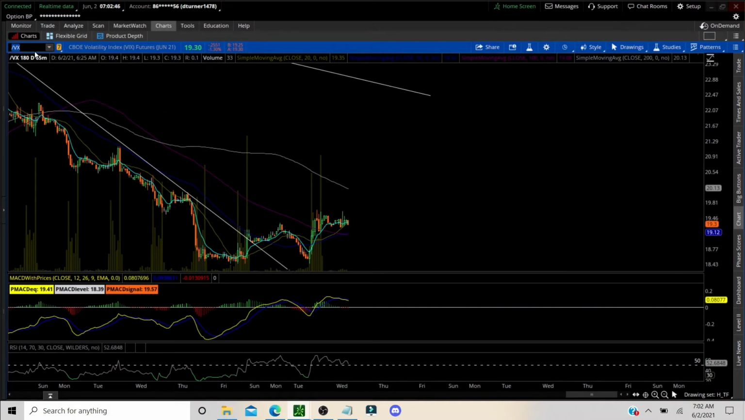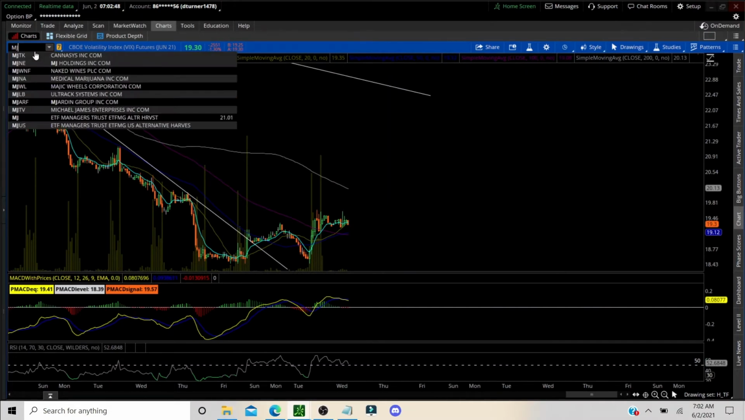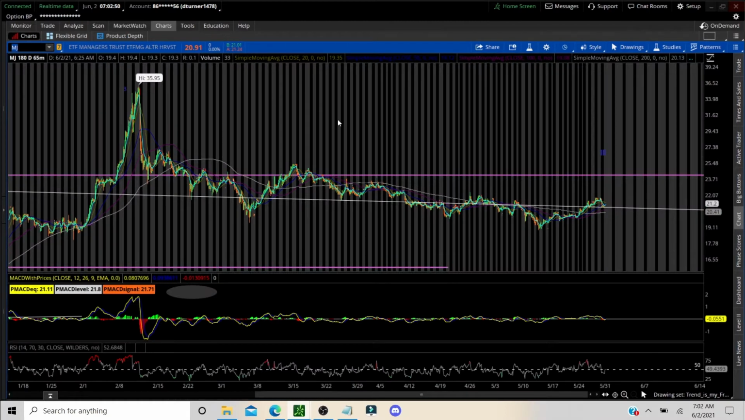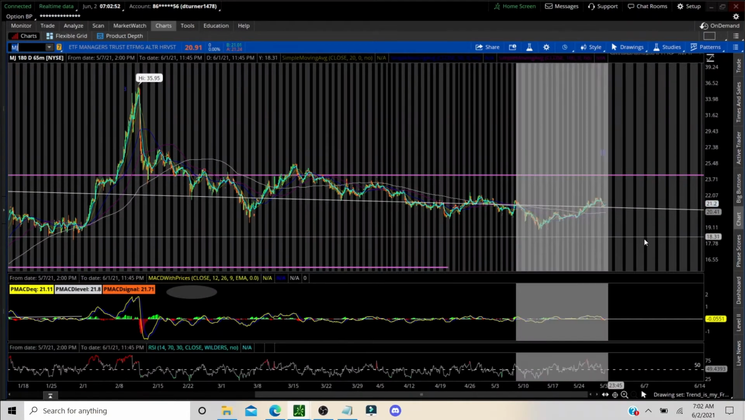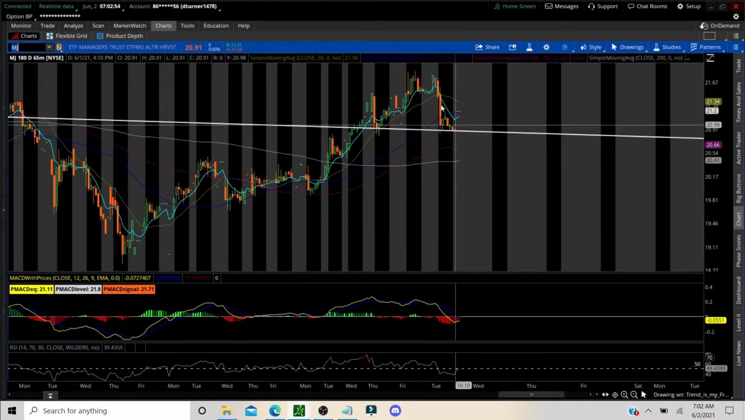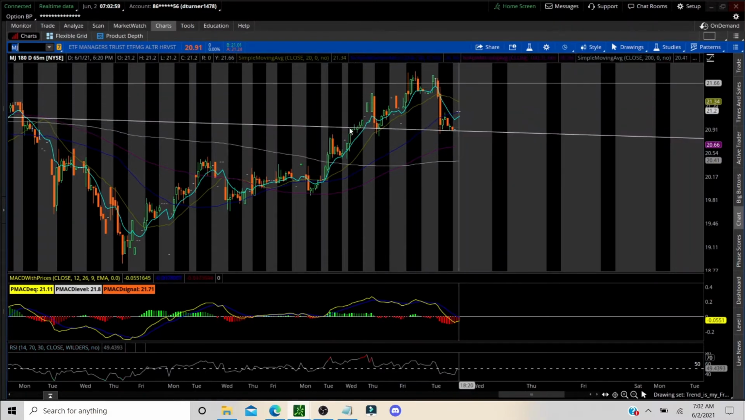And then the other sector was MJ. Usually when we're going sideways, MJ likes to make a little bit of a move. So MJ stock, just check this out. Let's see if we'll come back to support. See what it does here.